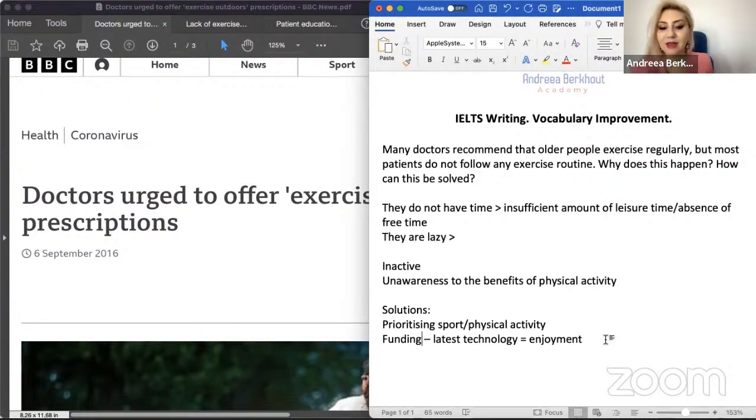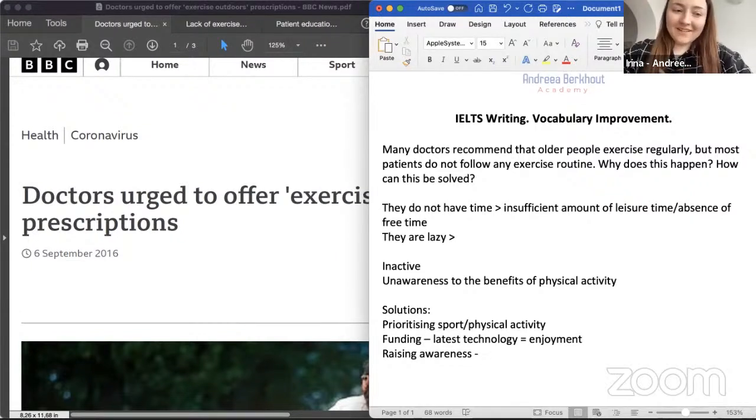Prioritizing funding, great. And then you're saying that people, elderly people especially, are unaware of the benefits of this kind of physical activity. And here you have the solutions. Could you repeat them? Raising awareness. Raising awareness. And what would you use to raise awareness? How do we raise awareness about the benefits of physical activities?